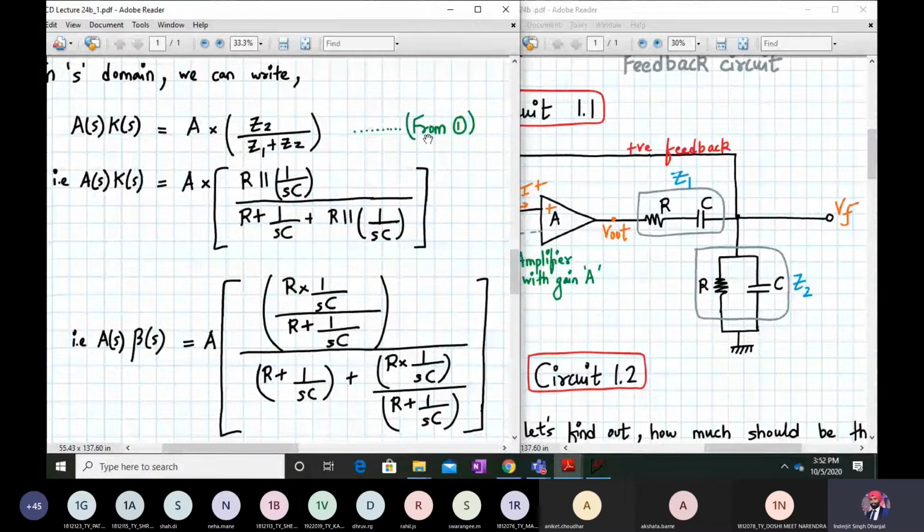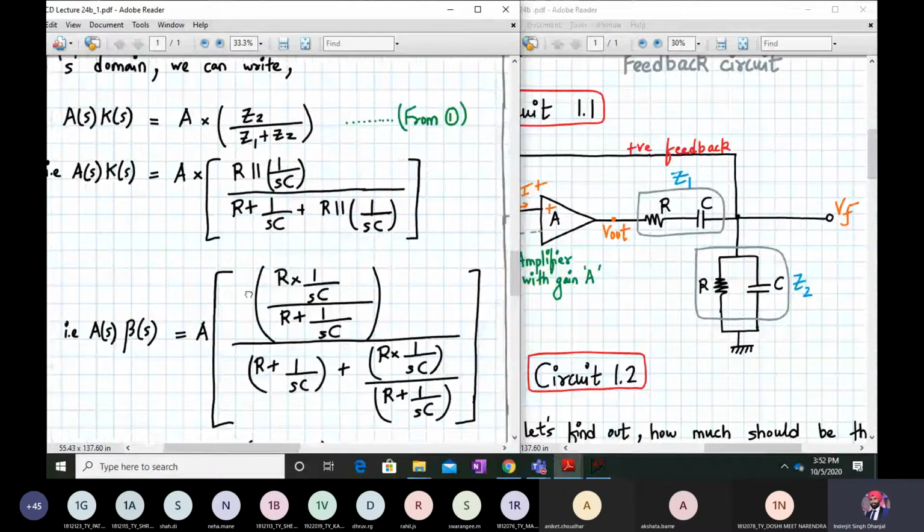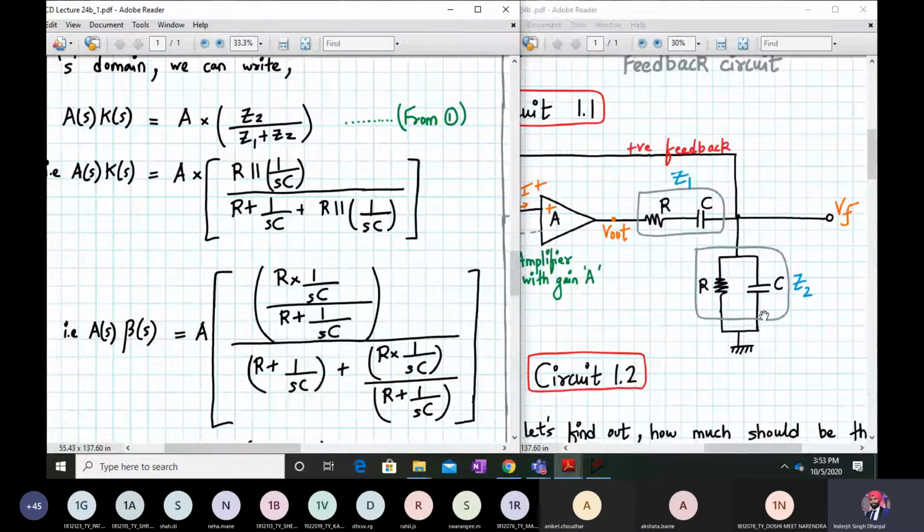How did we get this expression number 1? In S domain, A of S into K of S will be equal to A times Z2 upon Z1 plus Z2. Okay, and now we know what Z1 and Z2 are. Z2 will be R parallel to 1 upon SC. I hope that you all know that in S domain, the capacitor can be written as 1 upon SC and the inductor can be written as S into L.